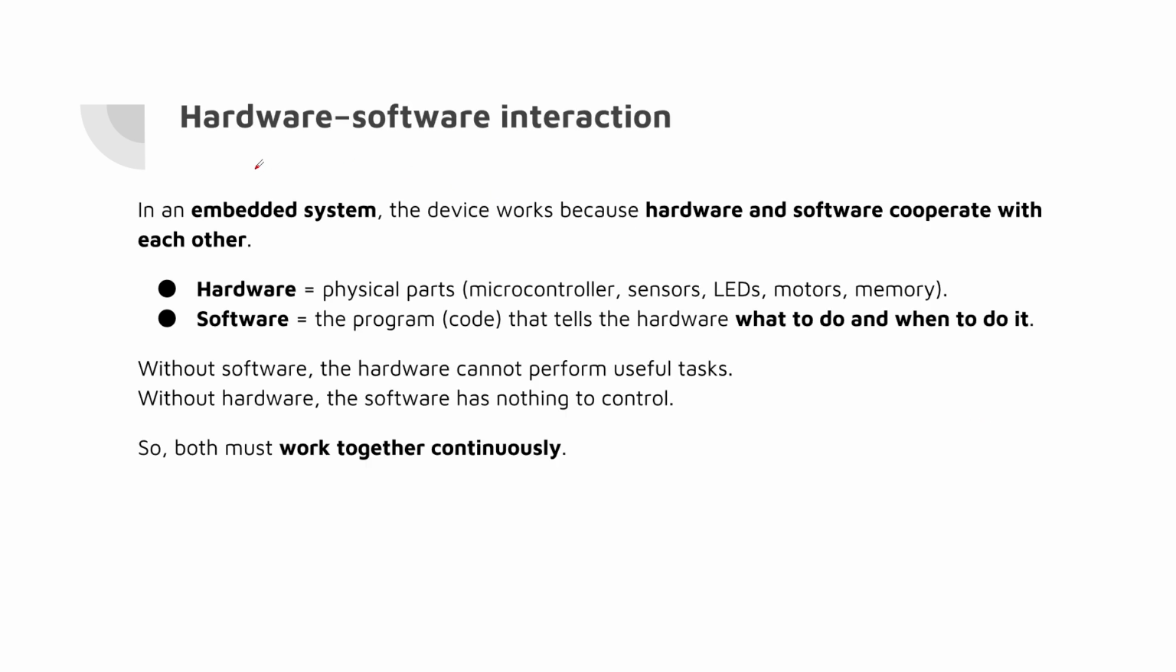Next we are going to see about hardware software interaction. In an embedded system, the device works because hardware and software cooperate with each other. For an example, how do we differentiate embedded system hardware and software? The physical part is called hardware. Physical part in the sense microcontroller, sensor, LED, motors, memory, everything comes into the hardware part.